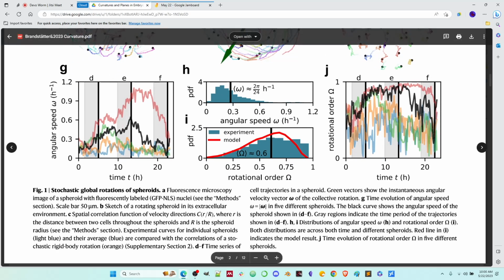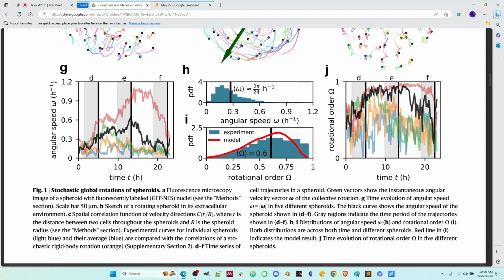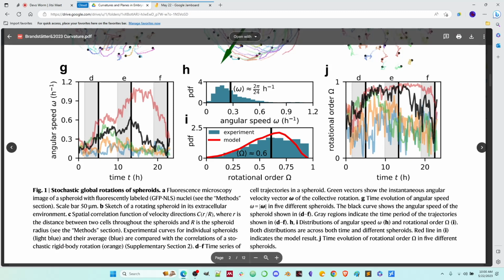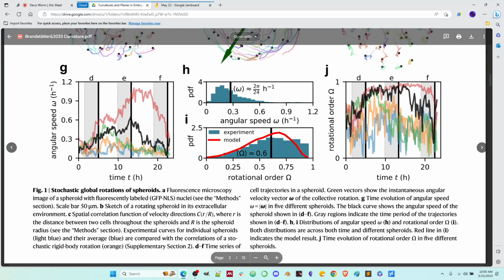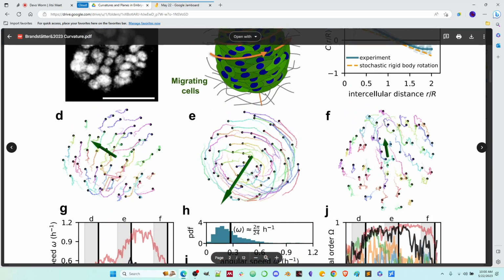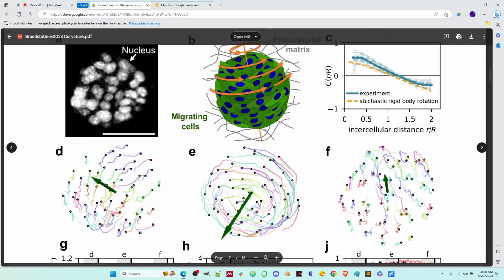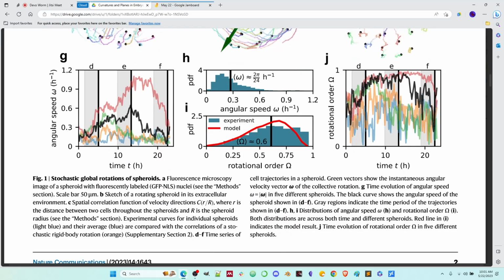They explore things like angular speed and rotational order, and then they look at the distribution of this over their model versus their experiments. They have this rotational order that varies, so it's not a deterministic process. This is a stochastic global rotation of a spheroid. Here are different examples of it. These are the nuclei, the individual movements of the cells in the spheroid. Then this is the movement of the spheroid as a collective. So they're able to do this in a simulation and in an experiment.